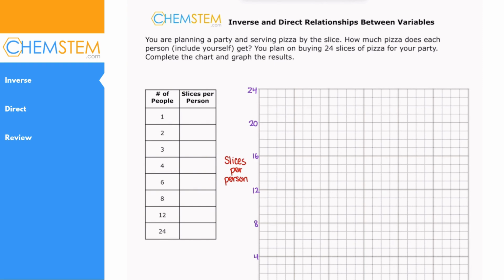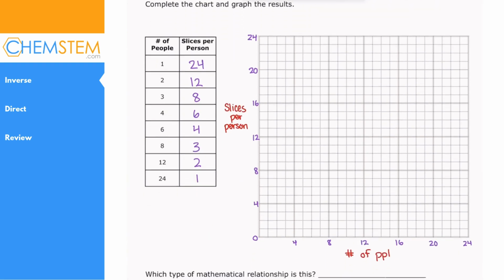So if nobody comes to your party, you'll be sad, but you will get 24 slices of pizza all to yourself. If you and a friend come, then each of you gets 12 slices of pizza. And going down, if 3 people come, that's 8 slices per person. Let's say 24 people come to your party because you're super popular. Everybody gets 1 slice. We have the x variable and we have the y variable.